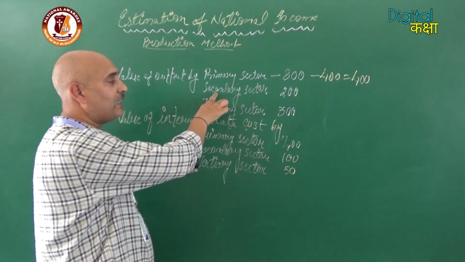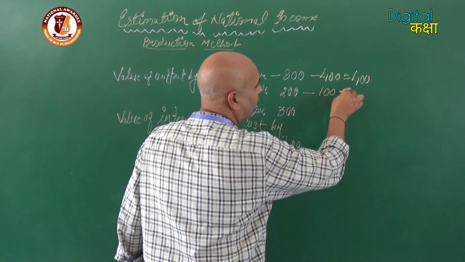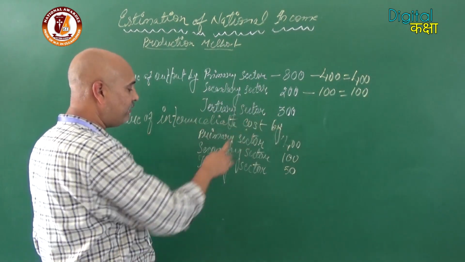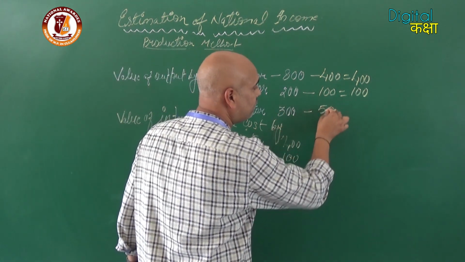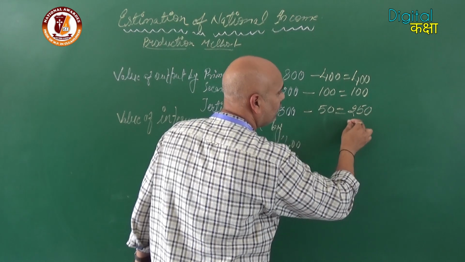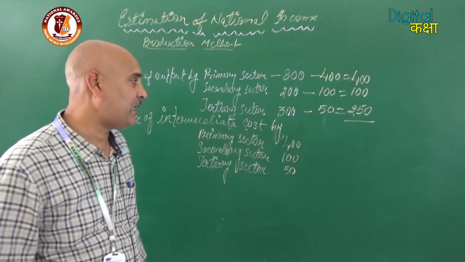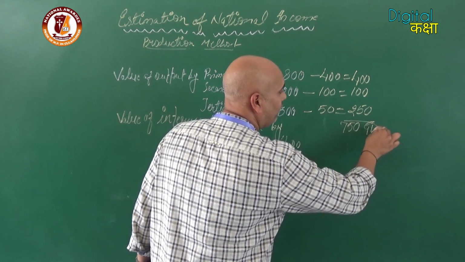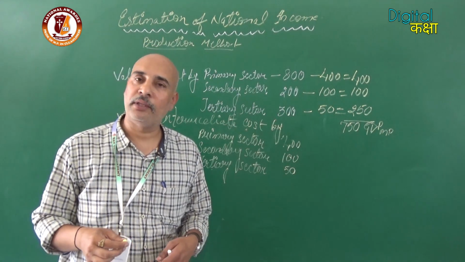Secondary sector, output of the secondary sector is given 200 and intermediate cost is given 100. So 100 will be subtracted, 100 will be left with us. Now tertiary sector 300 is given and our intermediate cost is given 50. So 50 will be subtracted. So we will have 250 rupees. After adding all these gross value added of primary, secondary, tertiary sector, we will get 750 as GDP MP. Okay, that is our first step to find out the national income.